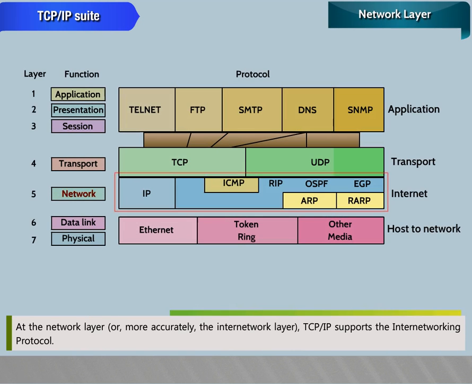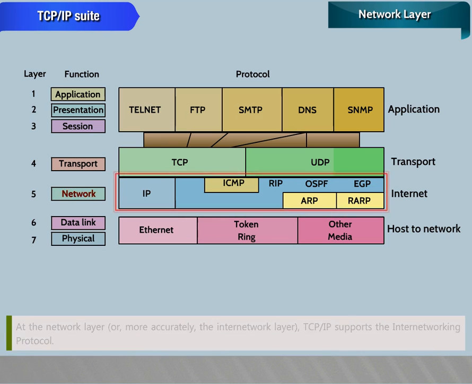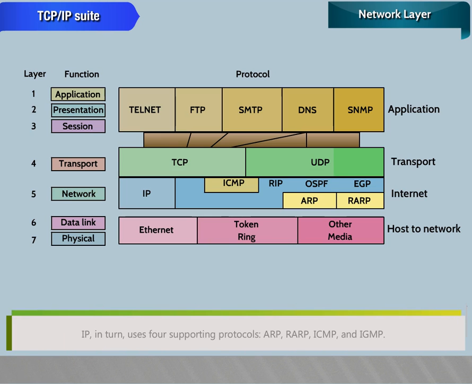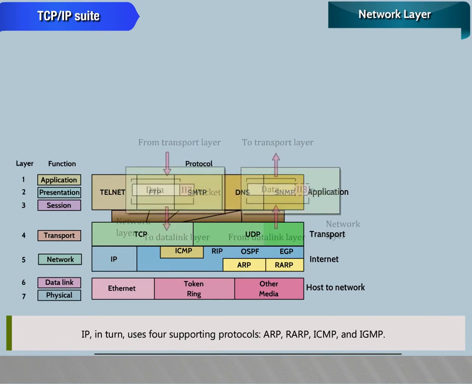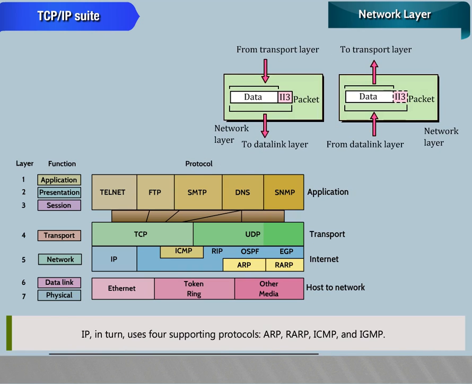Network layer. At the network layer, or more accurately the internetwork layer, TCP/IP supports the Internetworking Protocol. IP in turn uses 4 supporting protocols: ARP, RARP, ICMP, and IGMP. Each of these protocols is described in greater detail in later chapters.